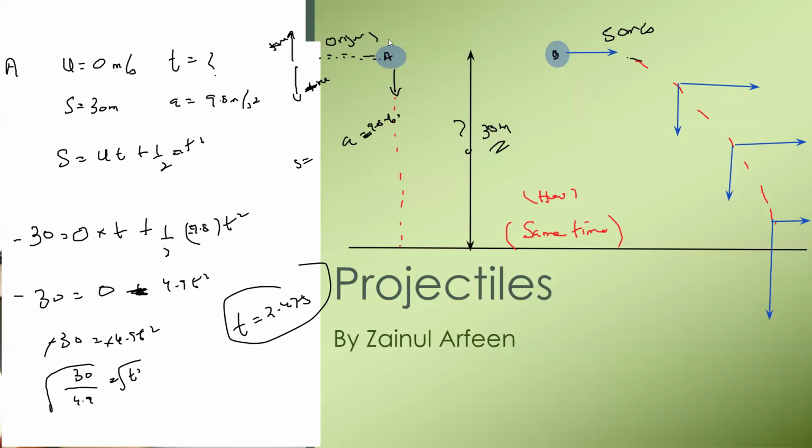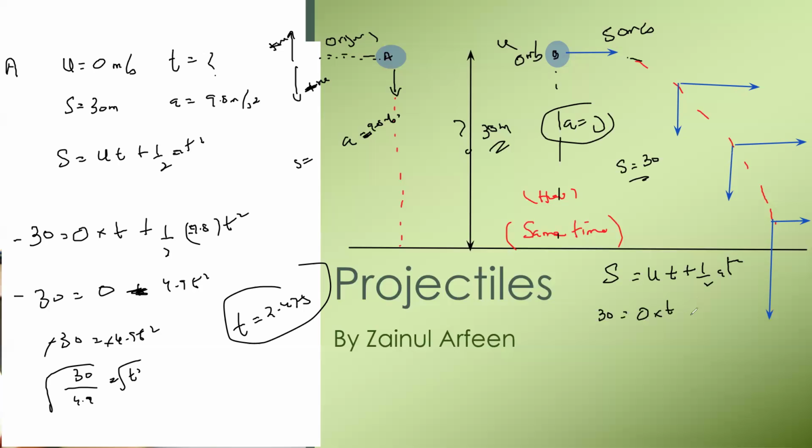The initial vertical component here is 0. What about the acceleration due to gravity? What about the displacement? The displacement is 30. So when I solve for the vertical component, again I will use the same equation, S equals ut plus half at square. When I simplify, it's the same numbers: 30 equals 0 into t plus half 9.8 t square. And when I simplify again, I get the time as 2.47 seconds.